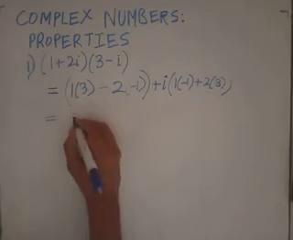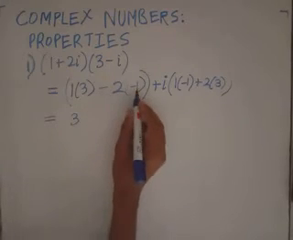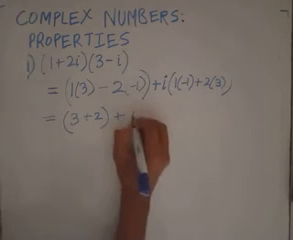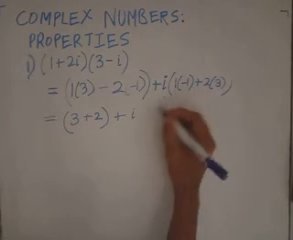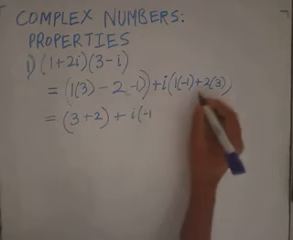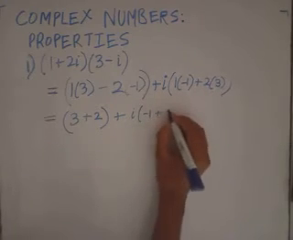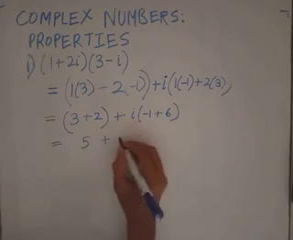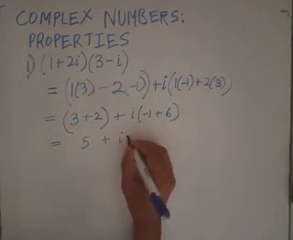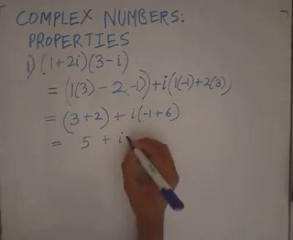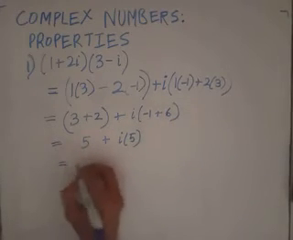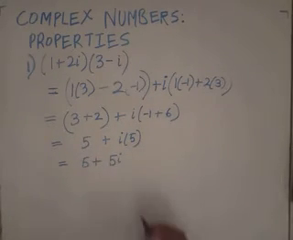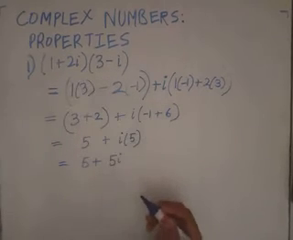Now just simplifying it, 3 minus 2 times minus 1 is plus 2, plus i times minus 1 times 1 is minus 1, 2 times 3 is 6. We have 5 plus i, and minus 1 plus 6 gives us 5. We have 5 plus 5 times i. That is the product of these two complex numbers.